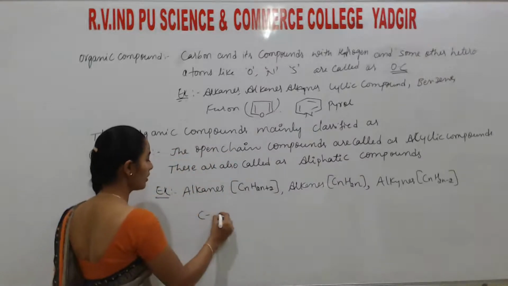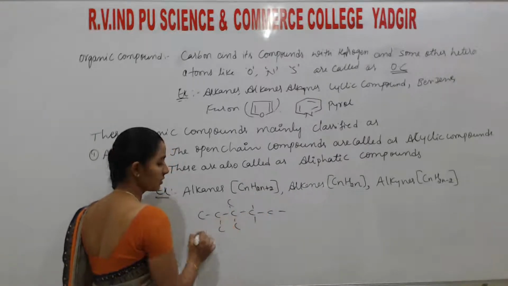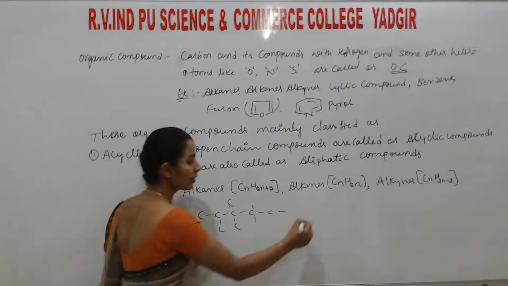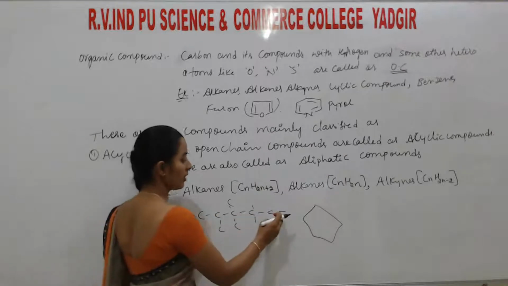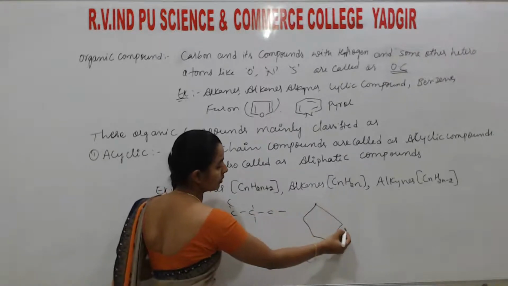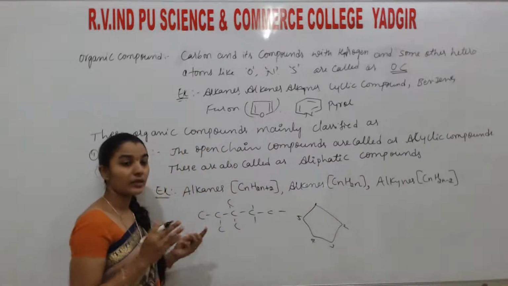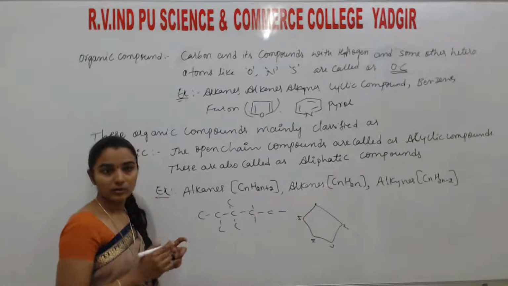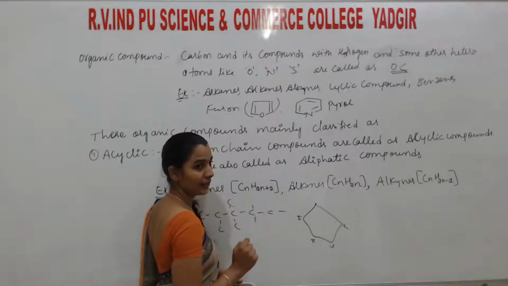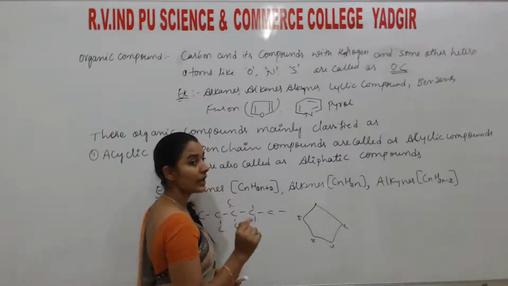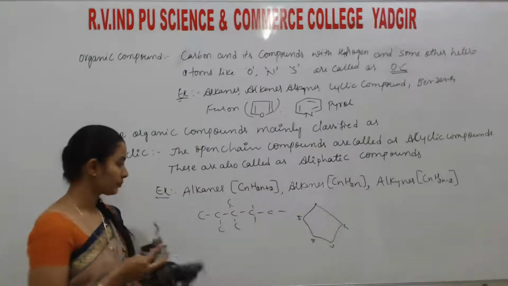If you write the alkane, it will be like this. Maybe branches are there like this, but they are open chain. They are not closed, the first and the last carbon atom. Listen, this is the first carbon atom, second, third, fourth, fifth. Between the first and last carbon atom there is no connection. If there is a bond between the first and the last carbon atom, then it is cyclic. If there is no connection, then it is acyclic. So that is open chain compounds.